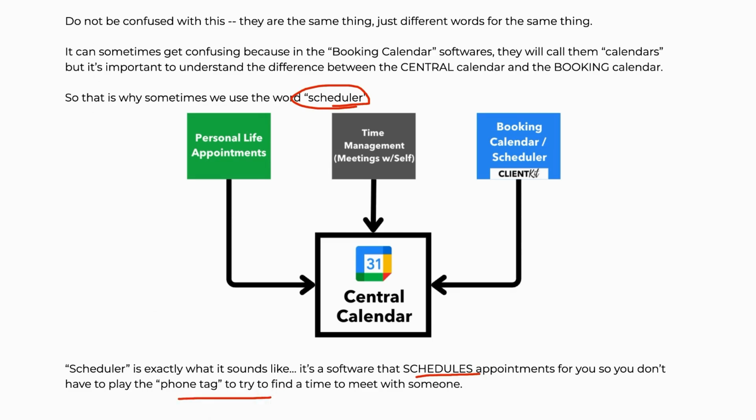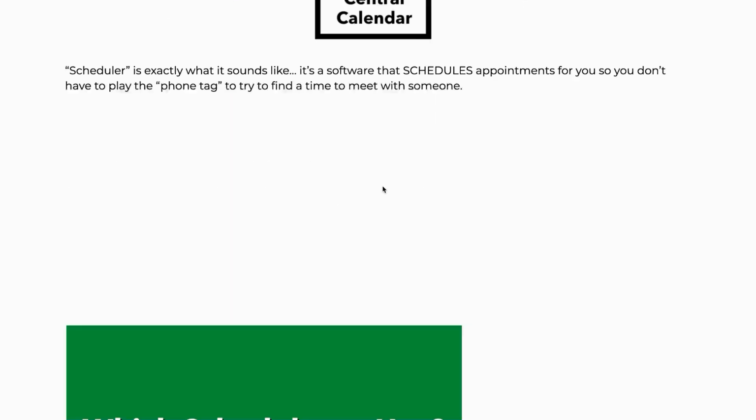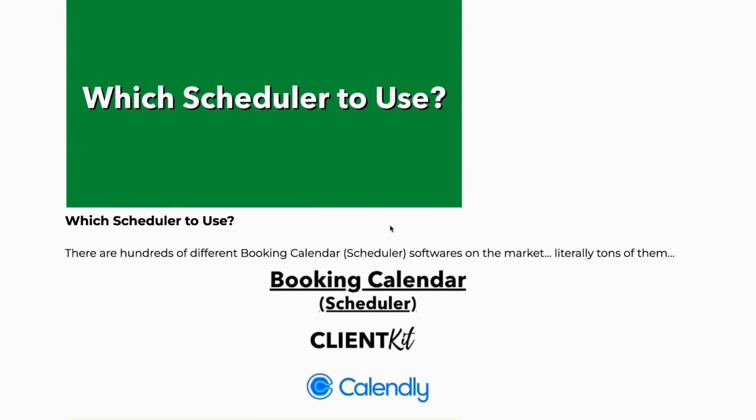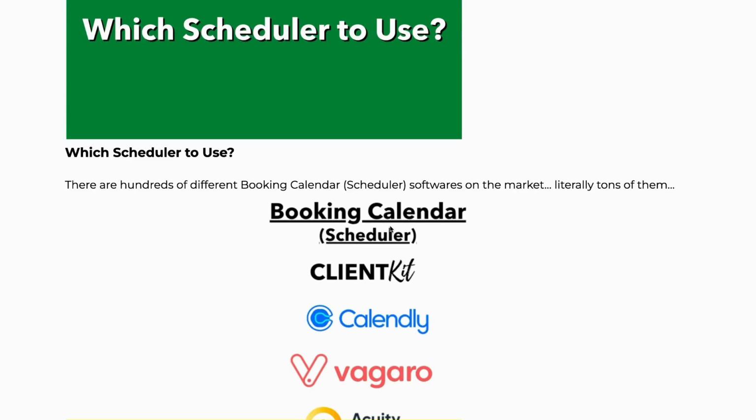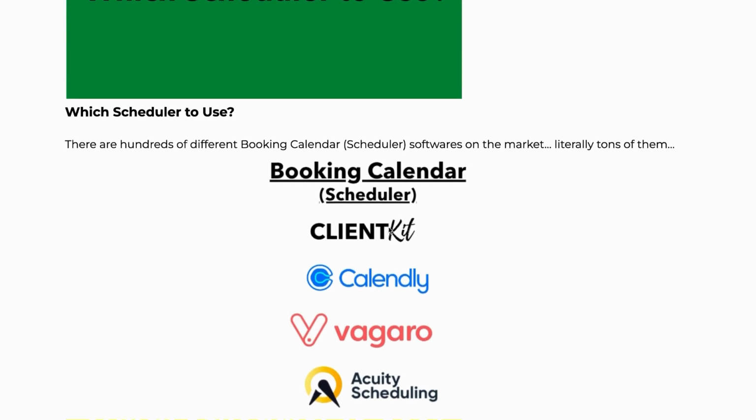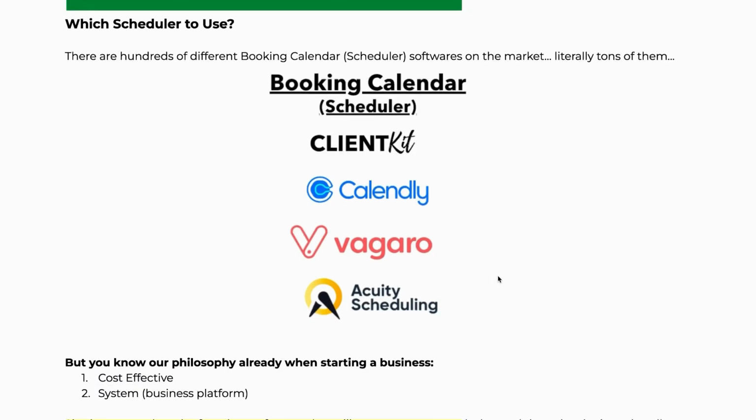Now, to close off this training, we are going to address a very important question, which is, hey, which scheduler are you going to use? Which booking calendar are you going to use, right? We talked about this in the previous training when we were talking about central calendars as well, that there are literally hundreds of different scheduler softwares out on the market, like literally tons of them, right? There's Mindbody, and there's Calendly, and there's Vagaro, and there's Acuity Scheduling, and all of that kind of stuff.